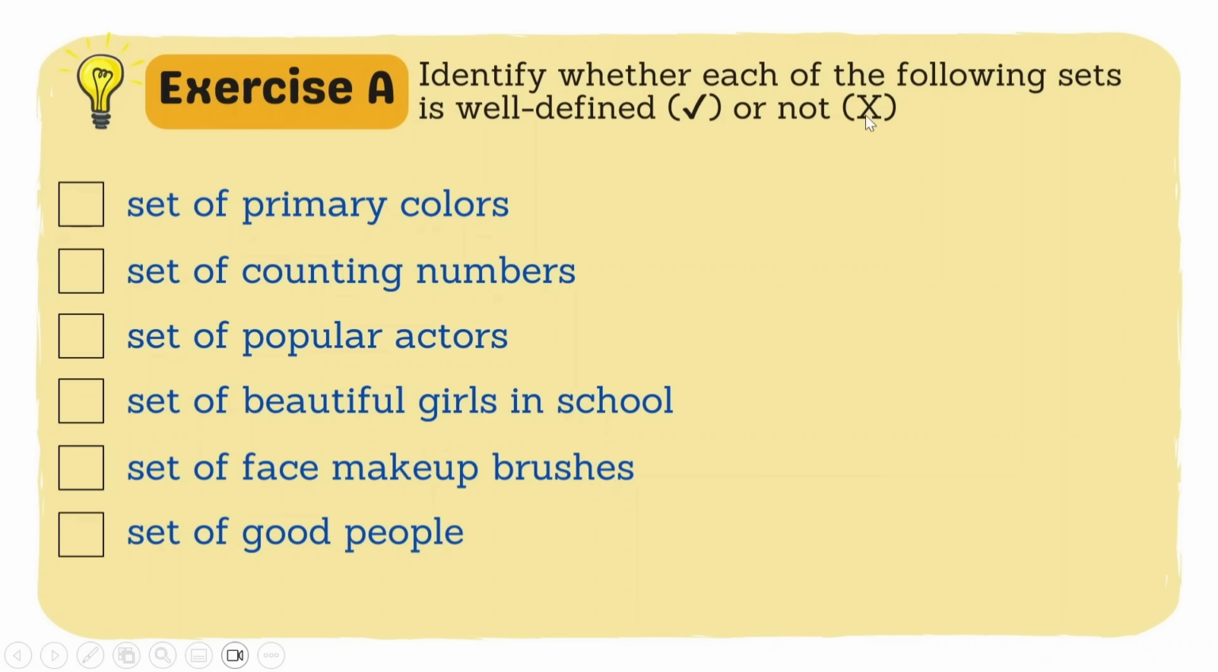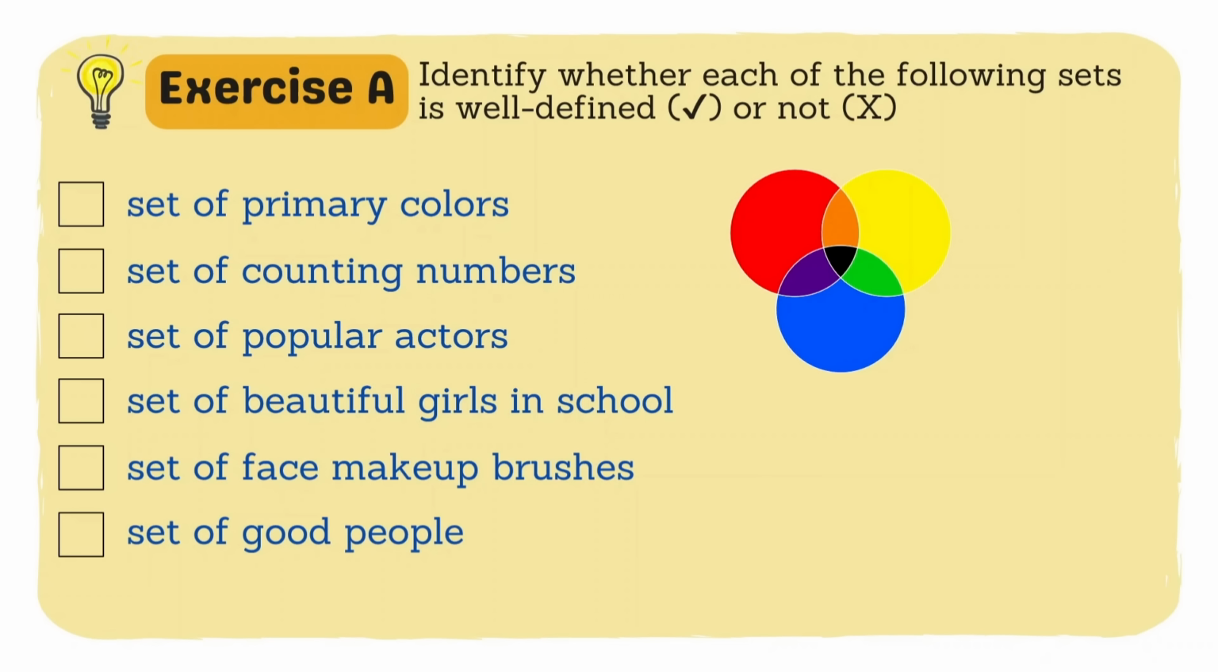So, simulan po natin sa una. Okay, the first one is set of primary colors. Do you think this set is well-defined or not? Okay, ano ba ang mga primary colors natin? Okay, we have, yes, these three colors. We have red, we have yellow, and then blue. Therefore, this is actually well-defined. Okay, so it is universally accepted and it is unambiguous.